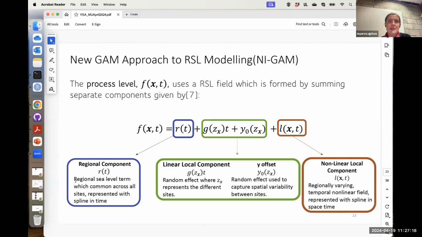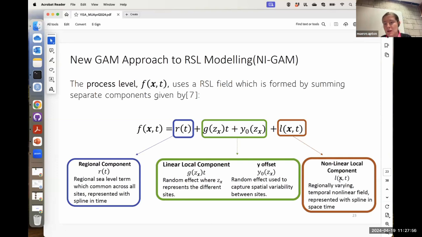So our regional component, the idea with a regional component, we want to look at how things change over time for this whole region. So this is going to be represented by a spline in time. Then we have this linear local component. This is representing things like our GIA, which is our glacial isostatic adjustment, which is assumed to be linear over these longer term timescales. So we use a very informative prior on this component to look at how these different locations rebound after the glacier melts from the plate.